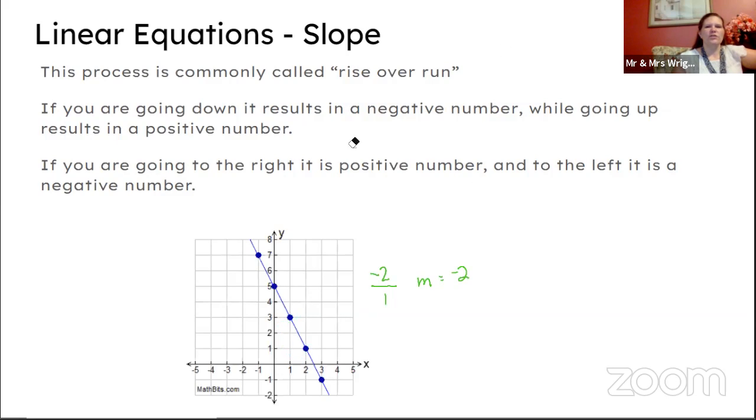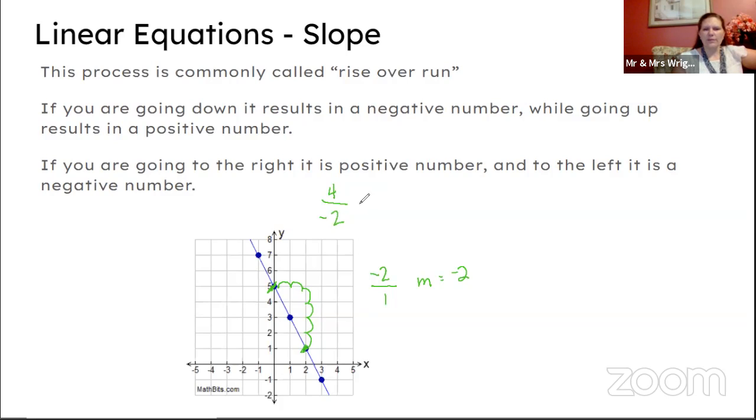Well, let's look at this. What if I chose 2 points that weren't right next to each other? Would I still get the exact same thing? Well, let me choose this point and this point. Those aren't exactly next to each other. And this time I'm going to count up instead of down. 1, 2, 3, 4. Okay, that's a climb or rise of 4. And then I'm going 1, 2 horizontal. But since I went to the left, that's -2.